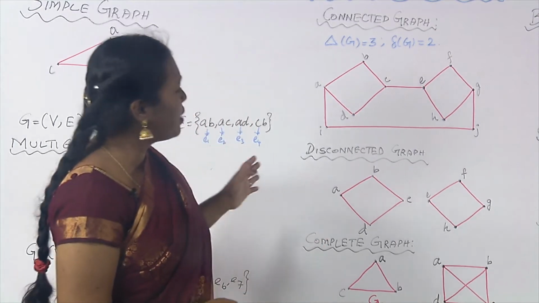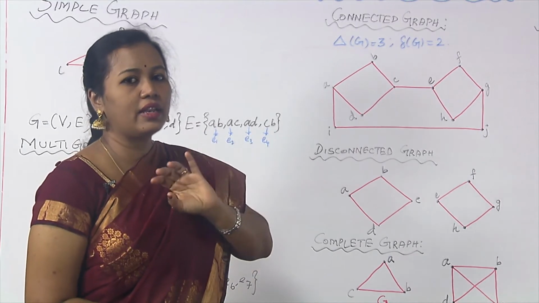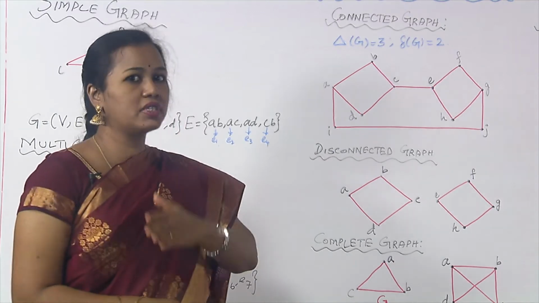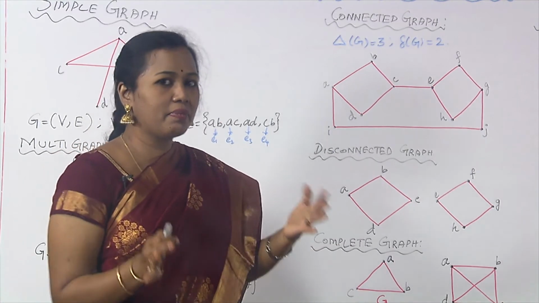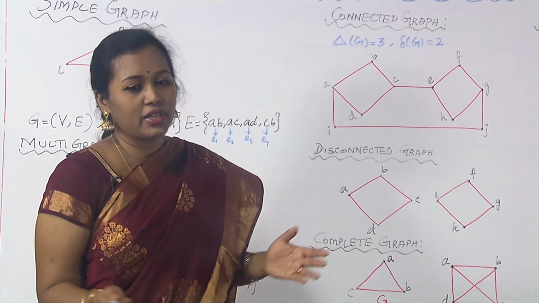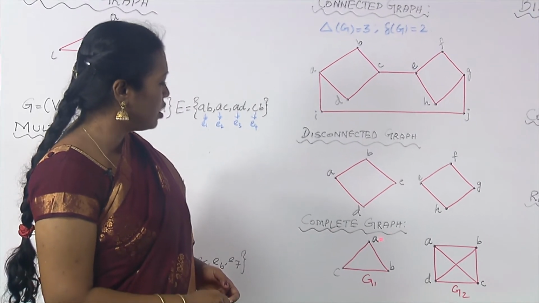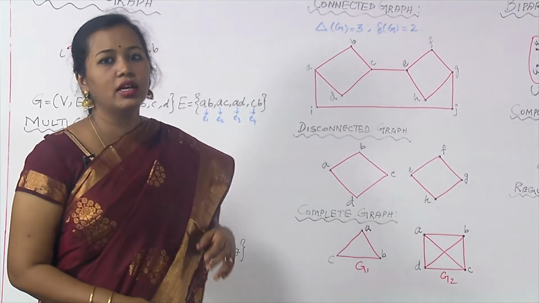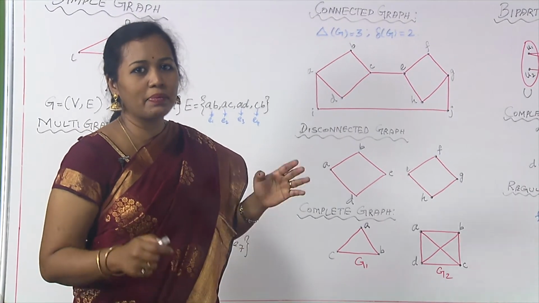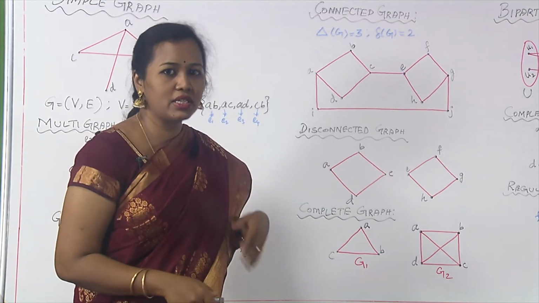So, we have now studied maximum degree, minimum degree, and we have seen a connected graph and a disconnected graph. Now, let us move on to the complete graph. The complete graph is one of the most important graphs in graph theory. Here you can see a complete graph on 3 vertices: A, B and C, all connected by edges. A complete graph is one in which every vertex is connected to every other vertex by means of an edge.